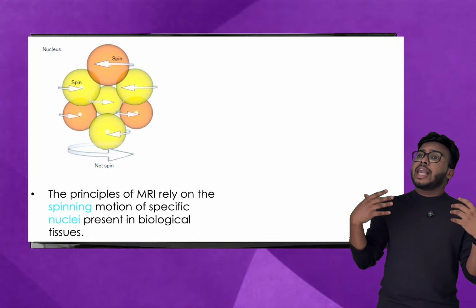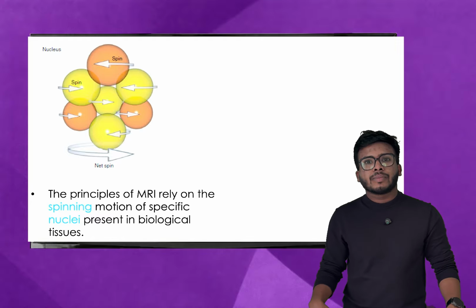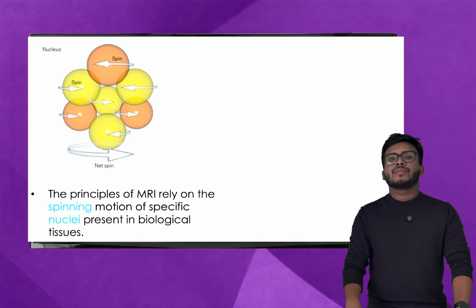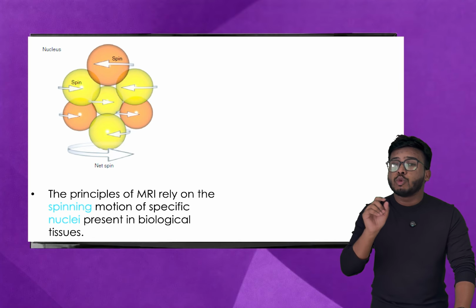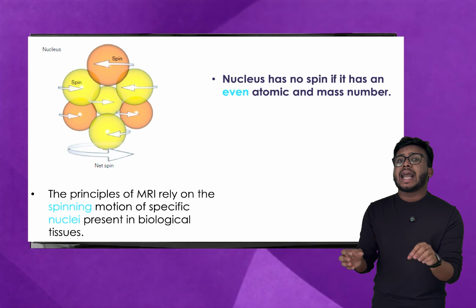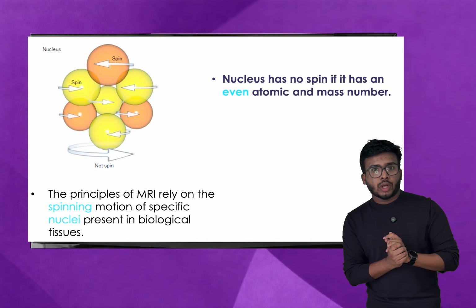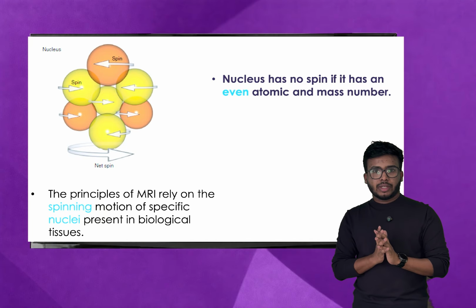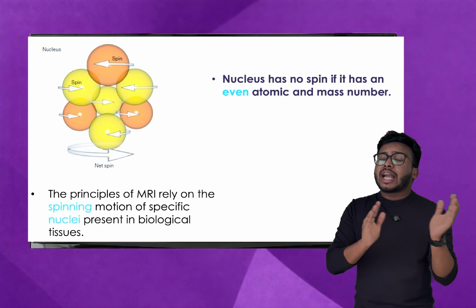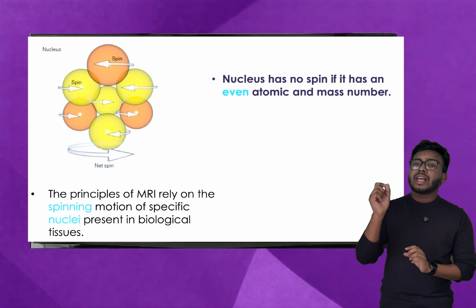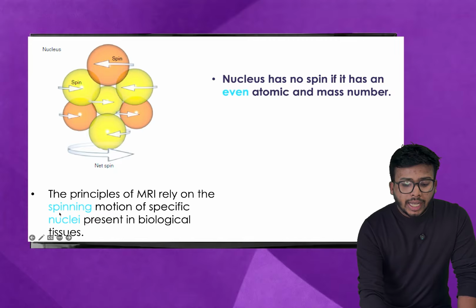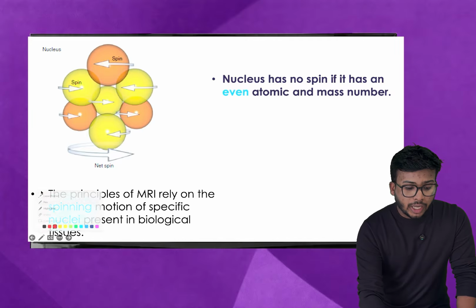But we can make use of any element as an MRI nucleus if it has a net movement. So we cannot use an element that has an even number of protons as an MRI nucleus. Why not an even number of protons? If they have an even number of protons, an even atomic number.